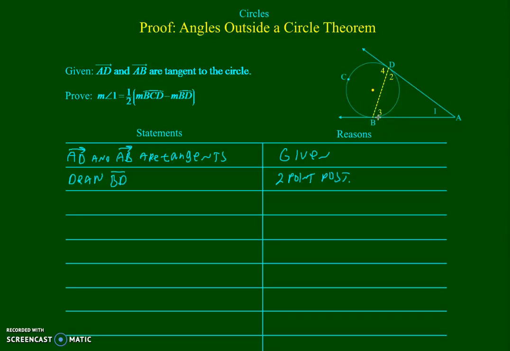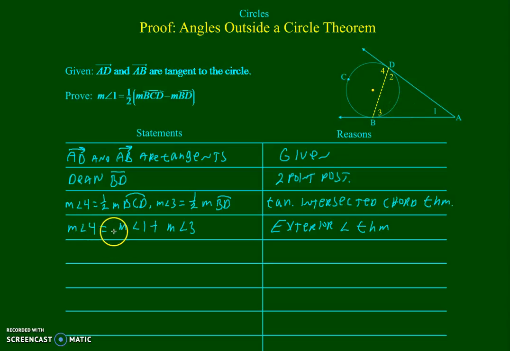So let's go ahead and start with our first statement. This is 1/2 this, and this angle is 1/2 this. We've stated that measure of angle 4 is 1/2 arc BCD, and the measure of angle 3 is 1/2 arc BD, and that's by the tangent intersected chord theorem. Now we have a relationship between angle 4 and BCD, angle 3 and BD. Let's go ahead now and establish a relationship between this angle and these two angles. We can see that angle 4 is now equal to angle 1 plus 3. So this exterior angle is 1 plus 3, and that's by the exterior angle theorem.